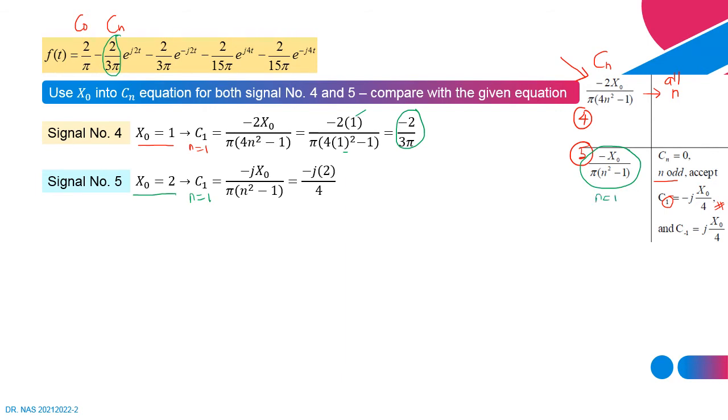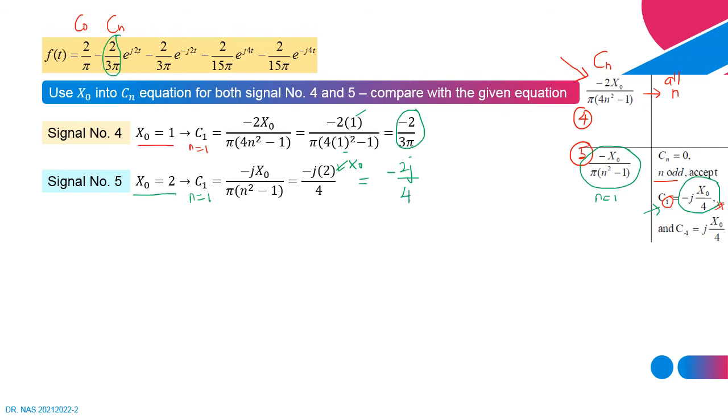But don't forget to look at the remark. Cn will be zeros for all n odd number except C1. So now when n equal to 1, you need to use this equation. This is for C1. So C1 equal to negative jx0 divided by 4, this is your x0, divided by 4. So it's basically equal to negative 2j divided by 4.